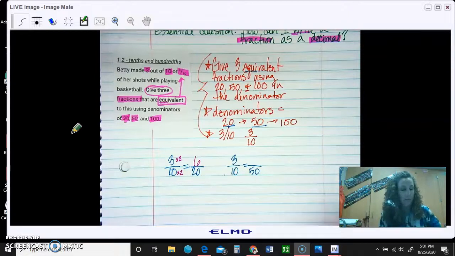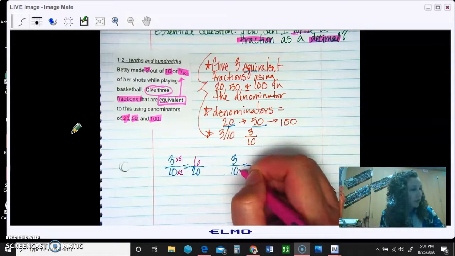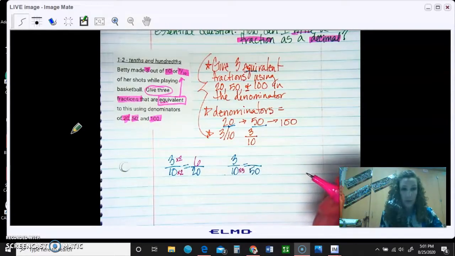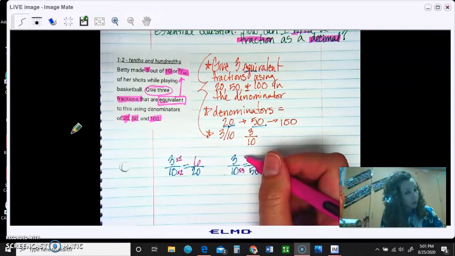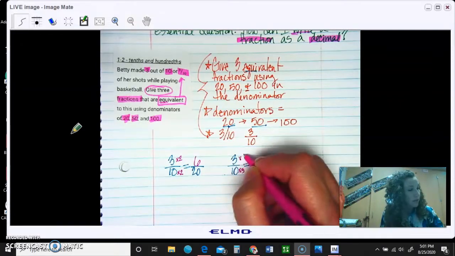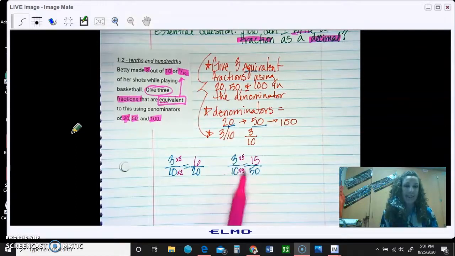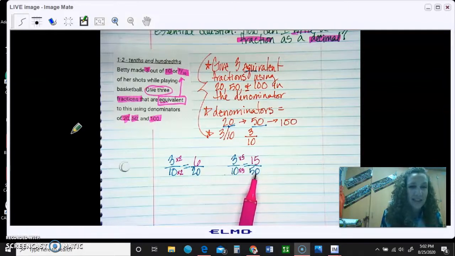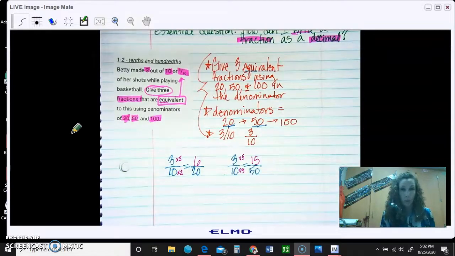Well, I have to think. 10 times what is 50? Well, 10 times 5 is 50. Whatever you do in the denominator, you must do in the numerator. 3 times 5 is 15. So 3/10 is equivalent to, is equal to 15 50ths. Okay? Now, we finished with this one. I have one more to do.